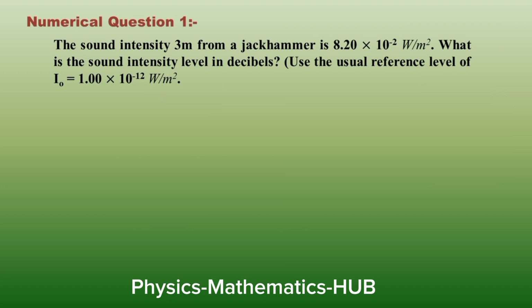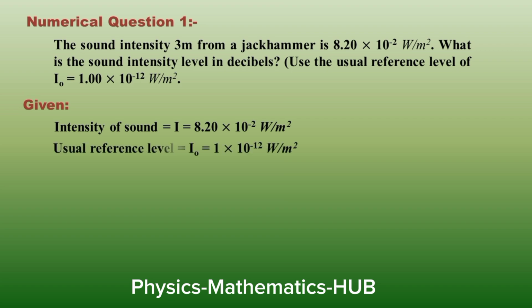We are given that intensity of sound denoted by I is equal to 8.20 multiplied by 10 to the power minus 2 watt per meter square. Usual reference level, which is the faintest audible sound denoted by I0, is equal to 1 multiplied by 10 to the power minus 12 watt per meter square. We have to find the intensity level denoted by beta.